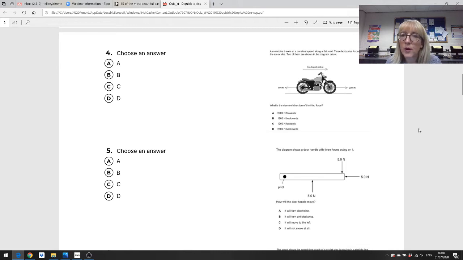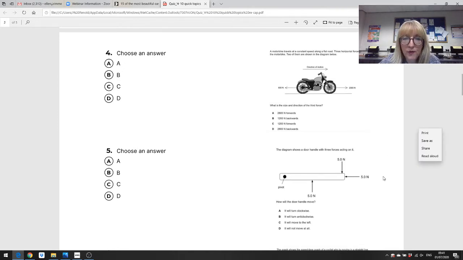Question 4. A motorbike travels at a constant speed along a flat road. 3 horizontal forces act. 2 of them are shown. What's the size of the other force? Well, if it's going at a constant speed, it's got balanced forces. So the forwards force must equal the backwards force. At the moment, it's got 2,000 newtons forwards and 800 backwards. So it needs an additional 1,200 newtons backwards, which is B. So number 4 is B.